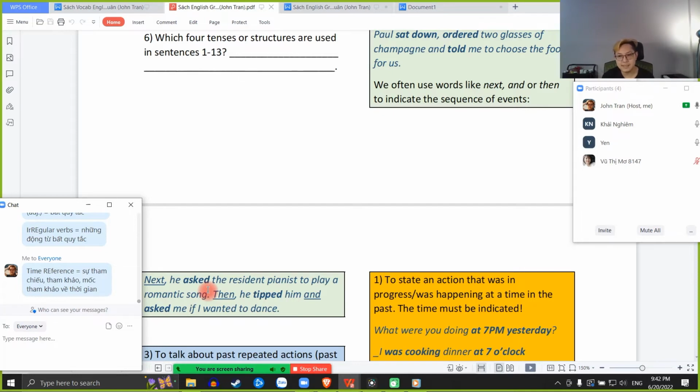Then he tipped him and asked me if I wanted to dance. Next, he asked the resident pianist to play a romantic song. Then he tipped him and asked me if I wanted to dance.